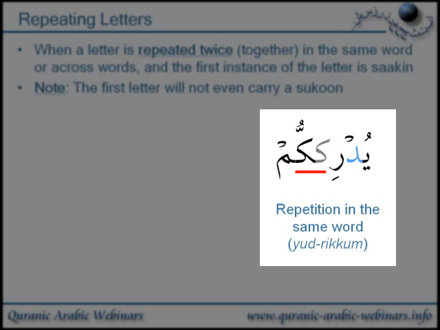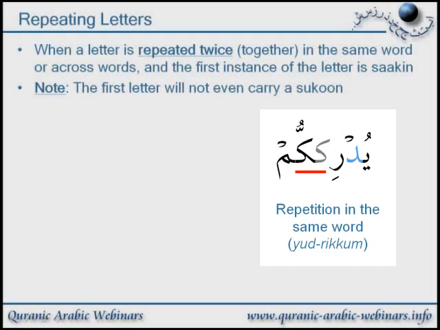Essentially what we would do here is join the ra with the kasra directly to the second kaf. So this would read, and we've got the dal in light blue because it's an echo letter, yudrikkum. We just completely ignore that first kaf.